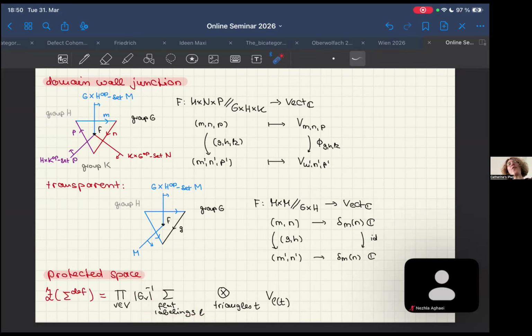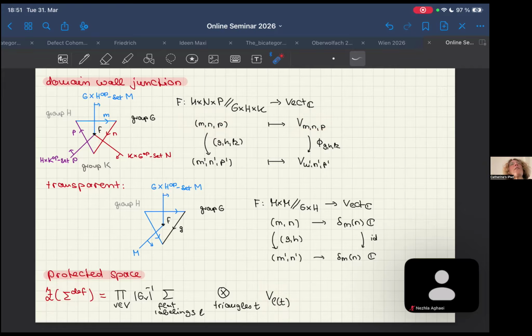Then we take the tensor product over all the triangles. And then for each triangle, we take the vector space that is given by the labeling. So here we have the labeling M and P. We get a vector space, and we do this for each labeling. And that would be the counterpart of the protected space. And that's precisely what our formalism would assign to the defect surface.